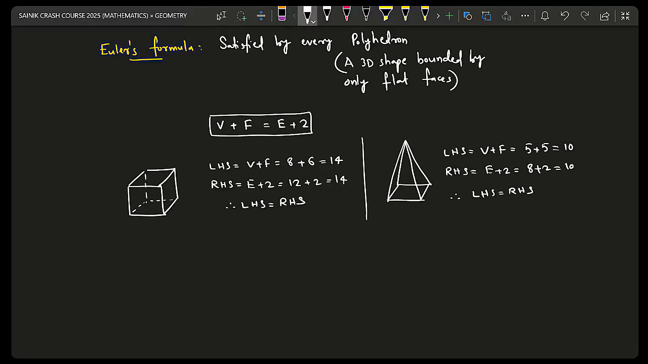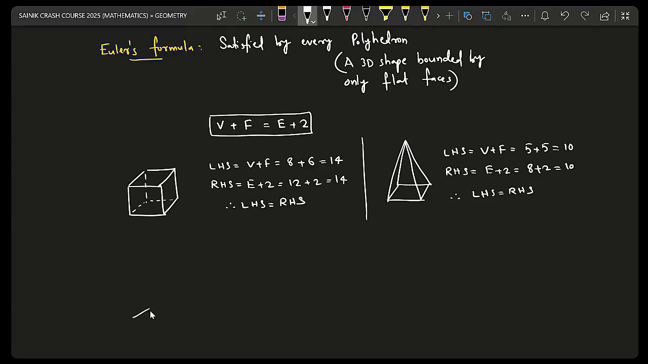Sir, a sphere cannot be used? A sphere you should not take, because a sphere has a curved face. Yes, sir. Sir, cube. Cube I have already taken. Sir, cuboid? For a cuboid also we have the same values of V, F and E. Can you take any other polyhedron? Can you take a prism? Which prism do you want? Triangular, quadrilateral, pentagonal? Sir, pentagonal. Pentagonal, that means let's take a pentagon at the base.